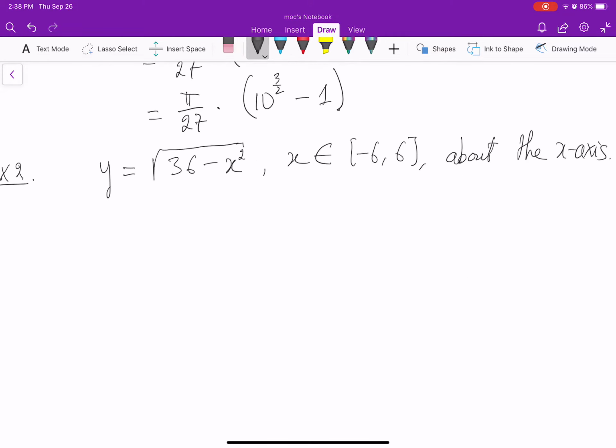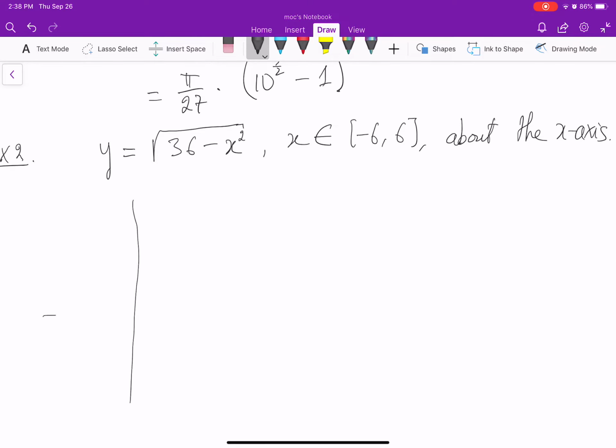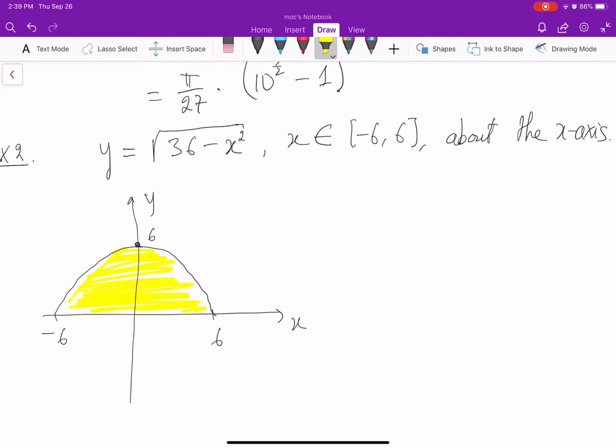Okay, let's graph this function. It looks like this: x and y in here, -6 in here, and then 6 in here. When x equals 0, y is 6 in here. So we have something like this, and this is our region. We rotate this region about the x-axis and get something like this. I don't know if you can realize what this is. Actually, this is a circle, right? So when you rotate this, you get a sphere.